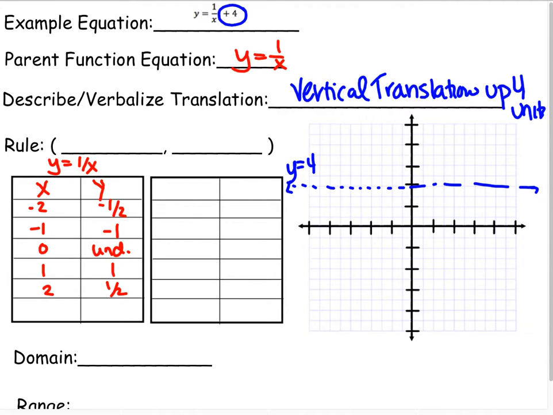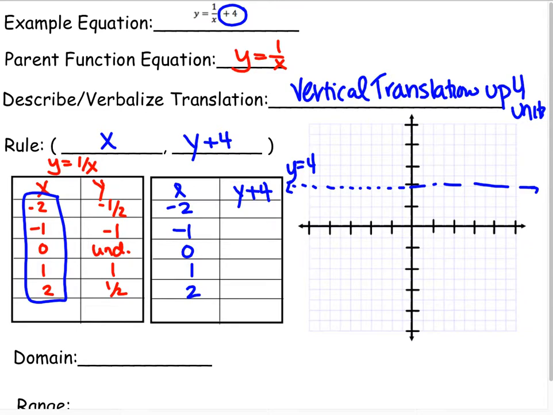All right, so let's write the rule. So we are not affecting the x-axis, the horizontal axis, so our x values are going to stay the same. Our y values are shifting up 4 units, so our rule is y plus 4. So here's our rule. So we're going to take all of these x values and not change them. So negative 2, negative 1, 0, 1, and 2. Now our y values, we're going to add 4 to all of these.